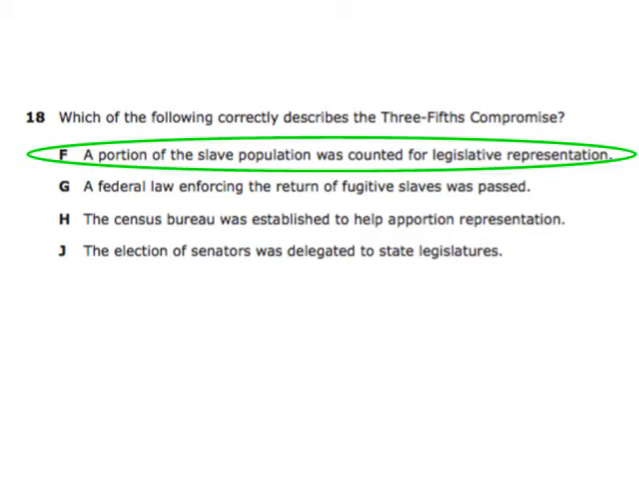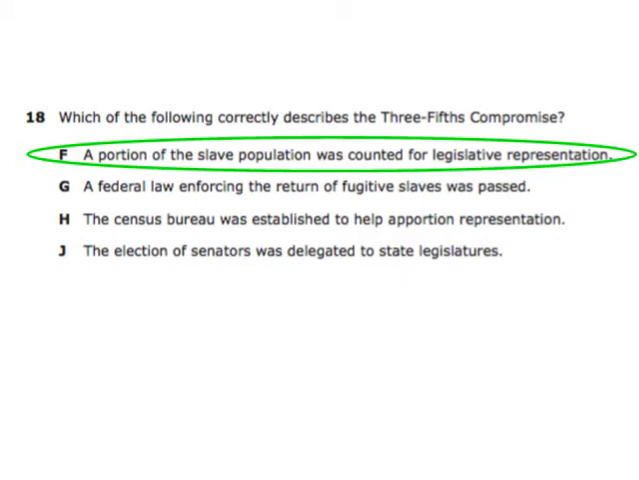The 3/5 compromise was basically that the slave-owning states were filled with slaves. Those slaves had no rights, but the slave owners and the people of those states wanted their population to reflect the fact that they had a lot more people. Anyway, they wanted to say, no, those slaves count towards our population, so we should have more representatives in the House of Representatives.